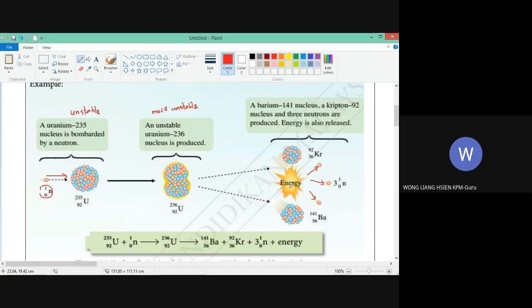So you see here, let's talk about the energy. It says energy released. Is it heat energy, kinetic energy, or electrical energy? The answer here is kinetic energy. Imagine that this krypton and barium are at first joined together as uranium-236. There is energy that ties the protons together in the nucleus. So when it splits, that energy is converted into kinetic energy of the krypton and barium.